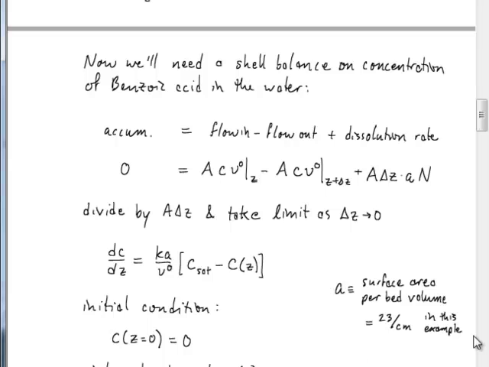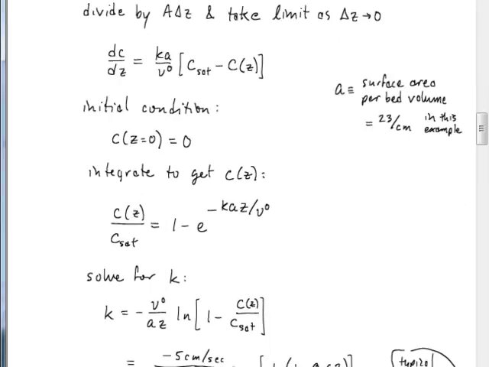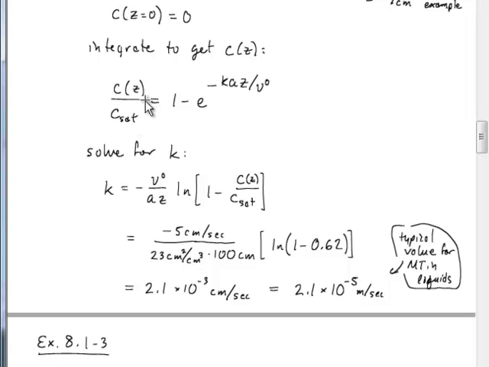We integrate to get the concentration as a function of z. That has this form, as a ratio with the saturated concentration, so you can think of it as an approach to equilibrium: 1 minus this exponential with k, a, z over v naught. So it's exponential in position, and we can now solve for the mass transfer coefficient. Just solving this expression for k, it can now be expressed in terms of things that we know: superficial velocity, packing area per volume, and the position in the reactor, times the log of 1 minus c of z over c sat.